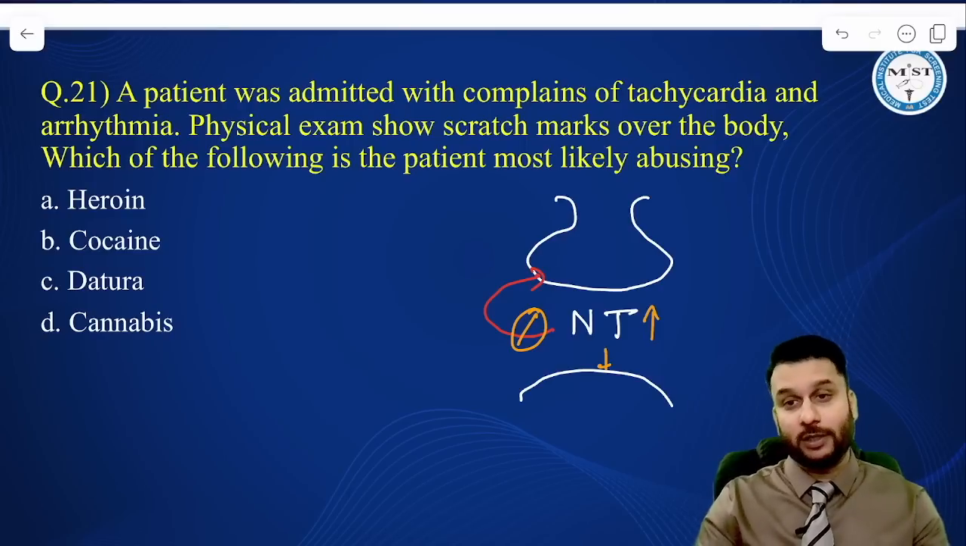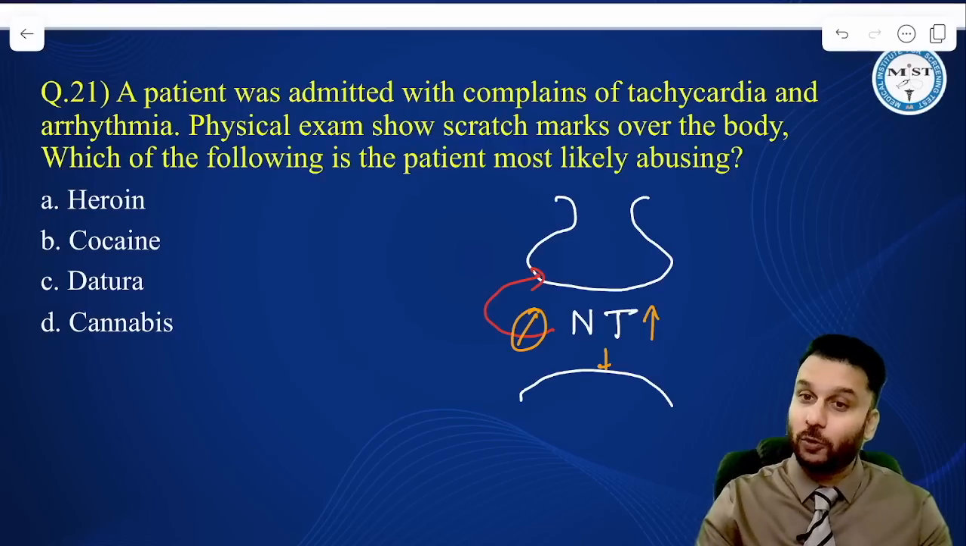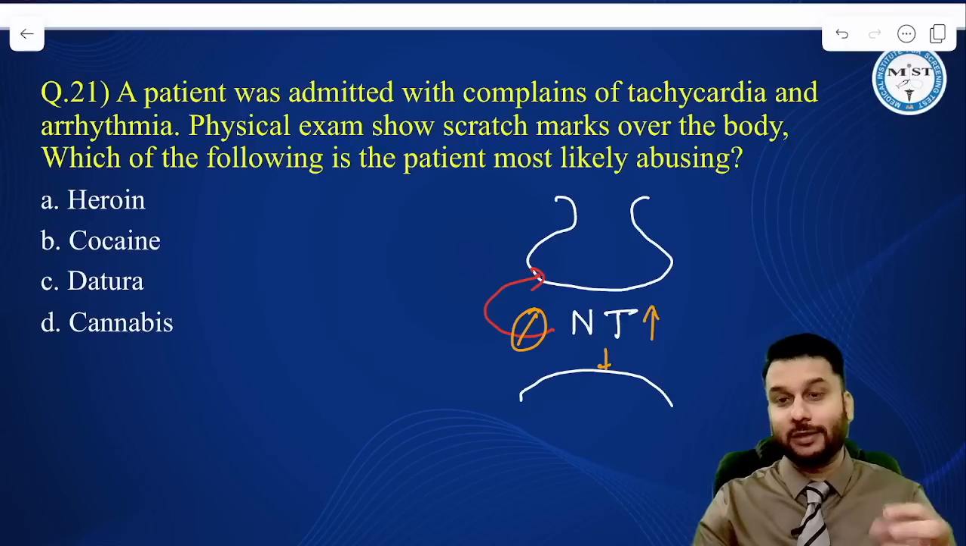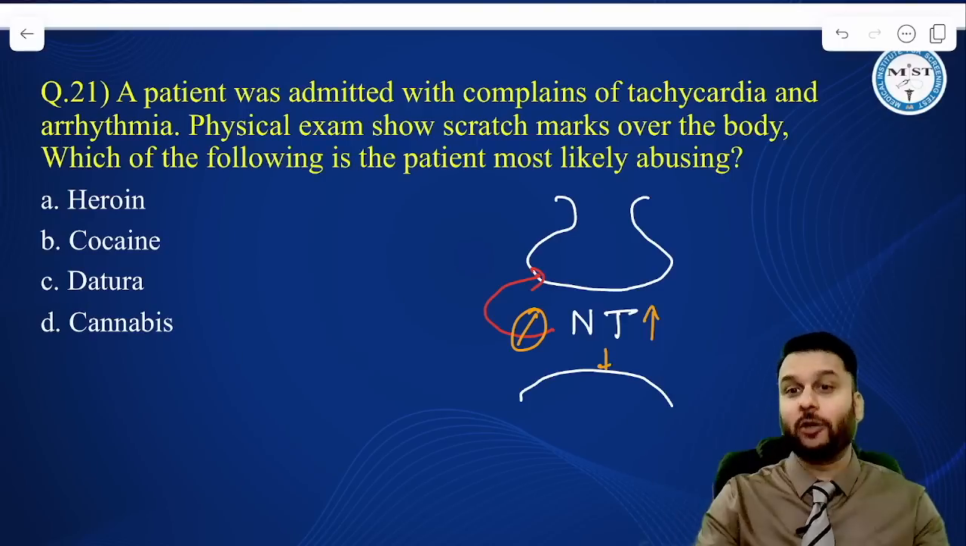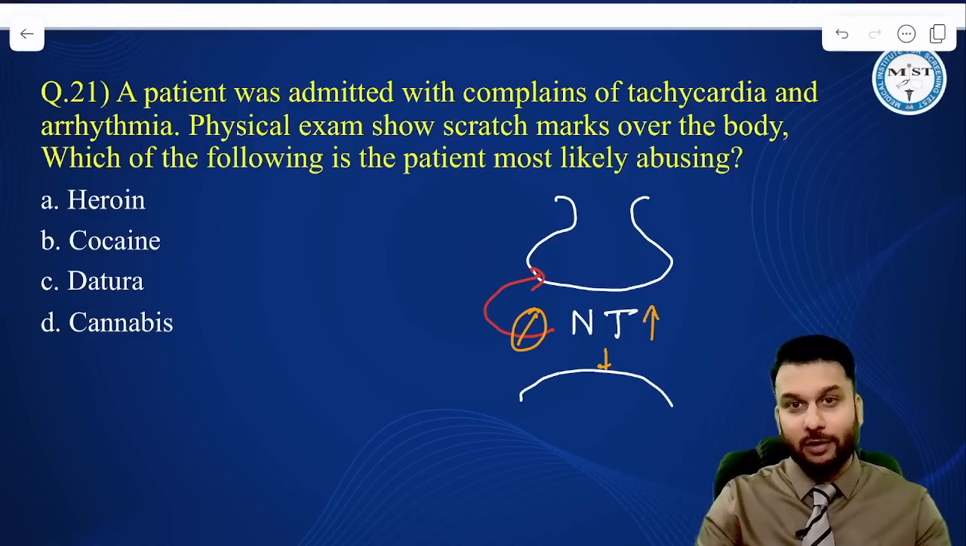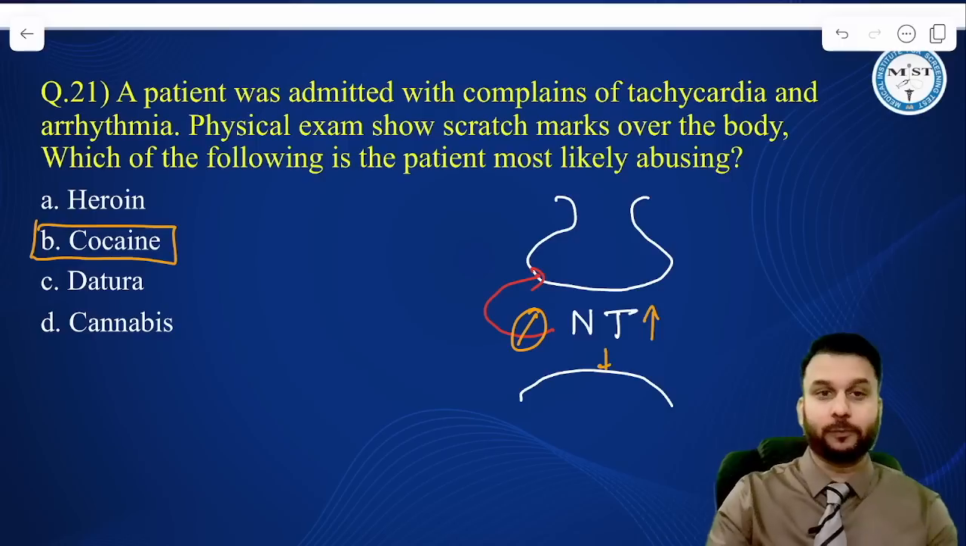The first local anesthetic known to us was cocaine. And I might have told you this, that the people who use cocaine will start imagining that some insects are crawling on their skin. Okay, tactile hallucinations or magnan symptoms. So basically they're mentioning very clearly here there were scratch marks over the body. Which of the drugs might the patient be abusing? So obviously the answer here is cocaine.